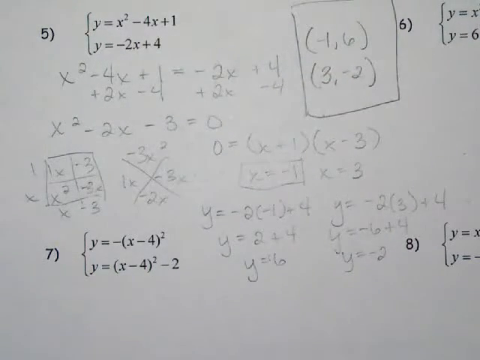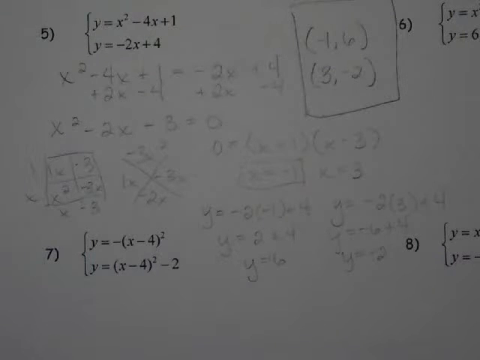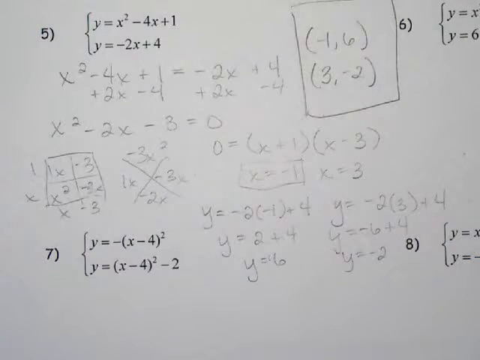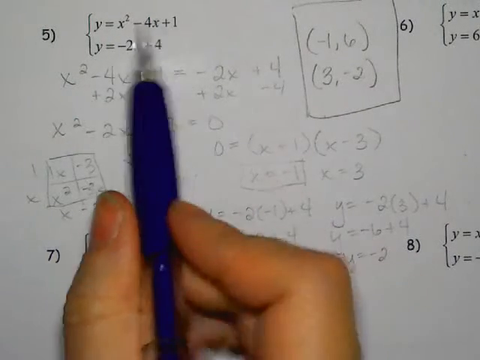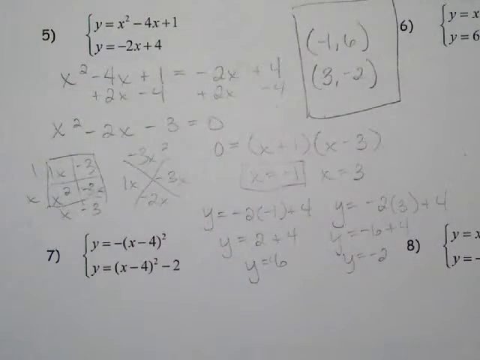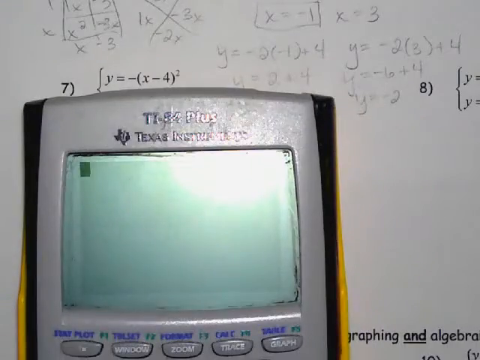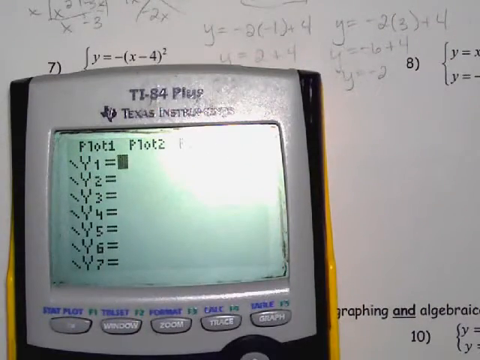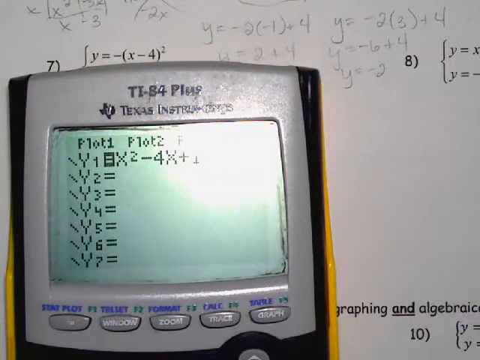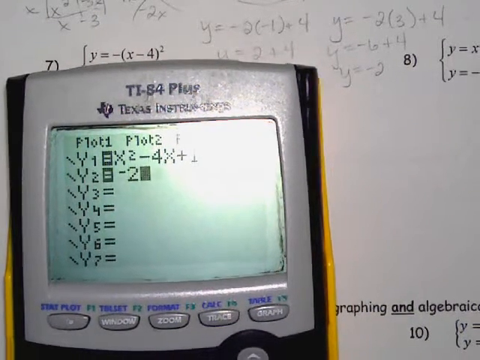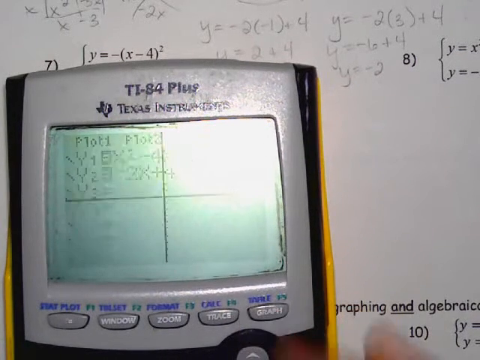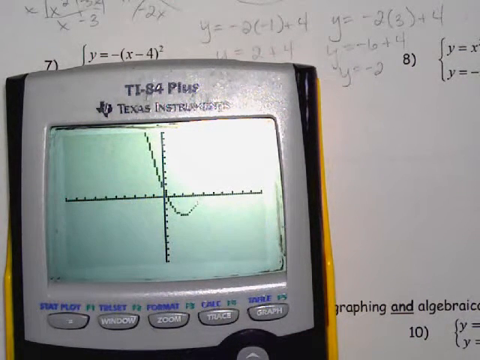You have to be able to show your work for that, but I do want to show you how to check that on the calculator if you don't already know. You can also check it algebraically by putting both x's into the quadratic and making sure you got those y's out. But do this: x squared minus 4x plus 1, negative 2x plus 4, graph.